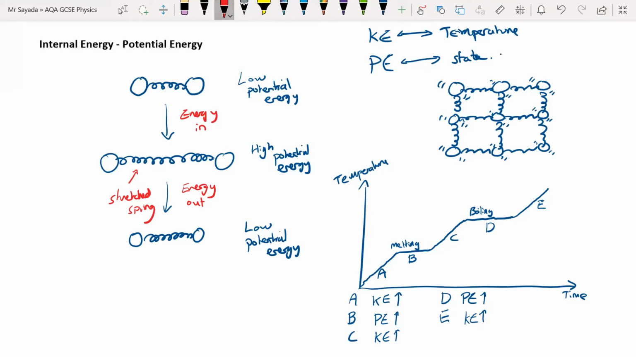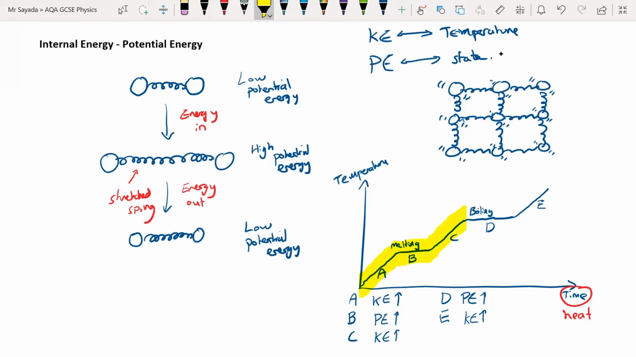Which means as we heat a substance, remember on this graph, we're heating it the whole time. As we go along this graph, the kinetic energy of the particles increases. At this point, the kinetic energy stops increasing and the potential energy of the particles increases as the state change happens. Then temperature increases, average kinetic energy of particles increases.